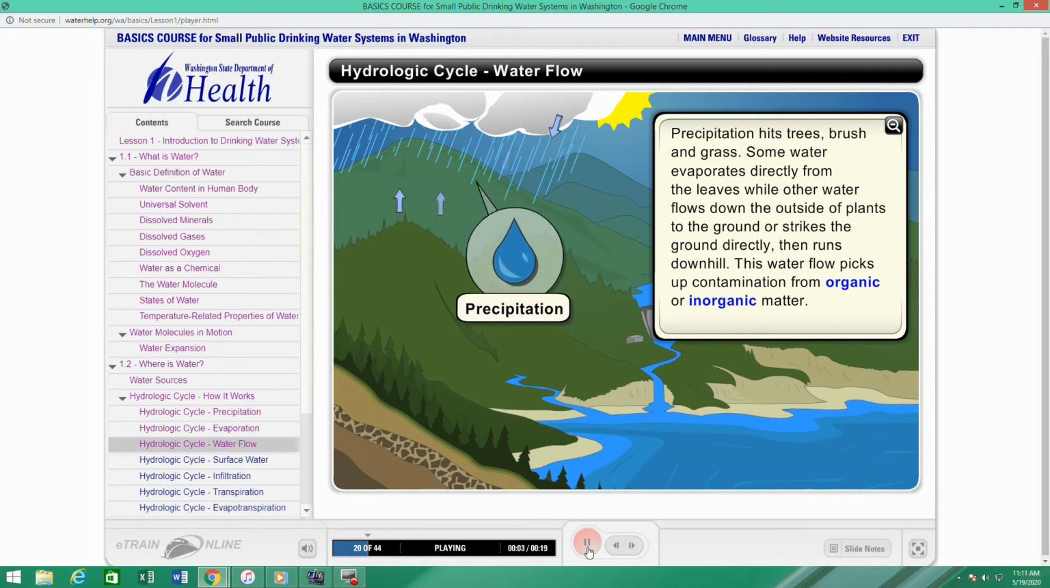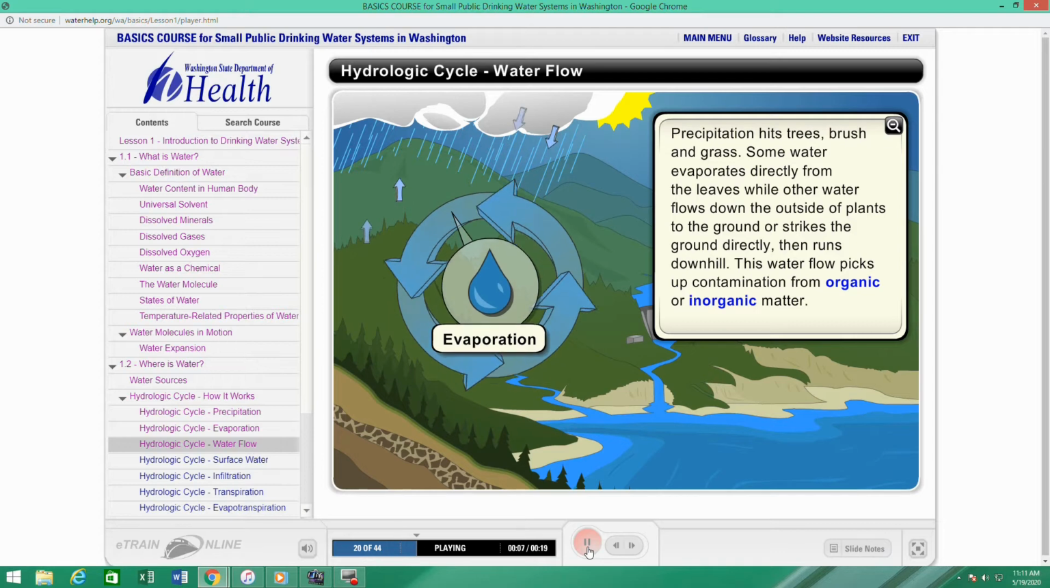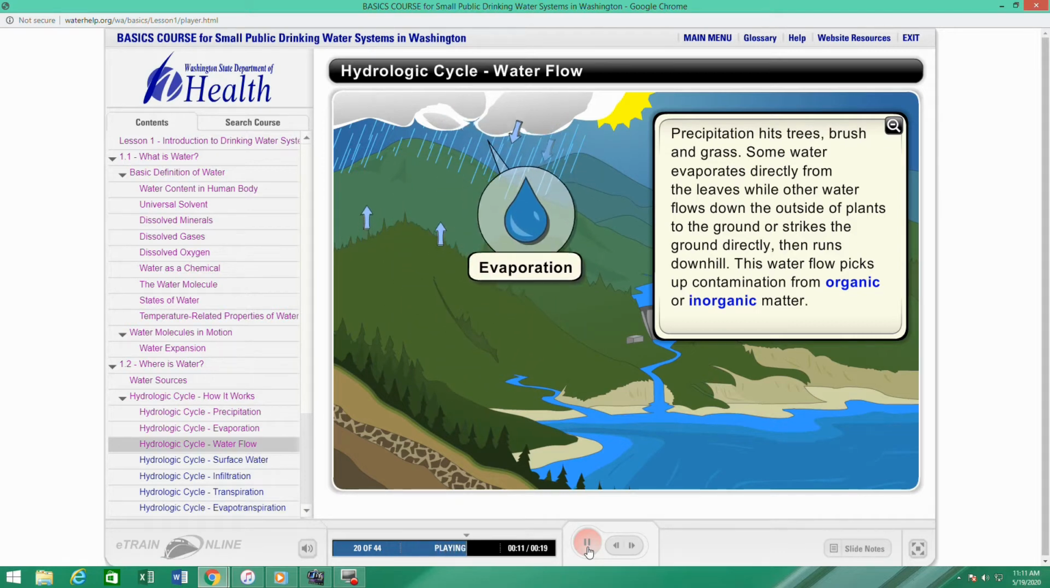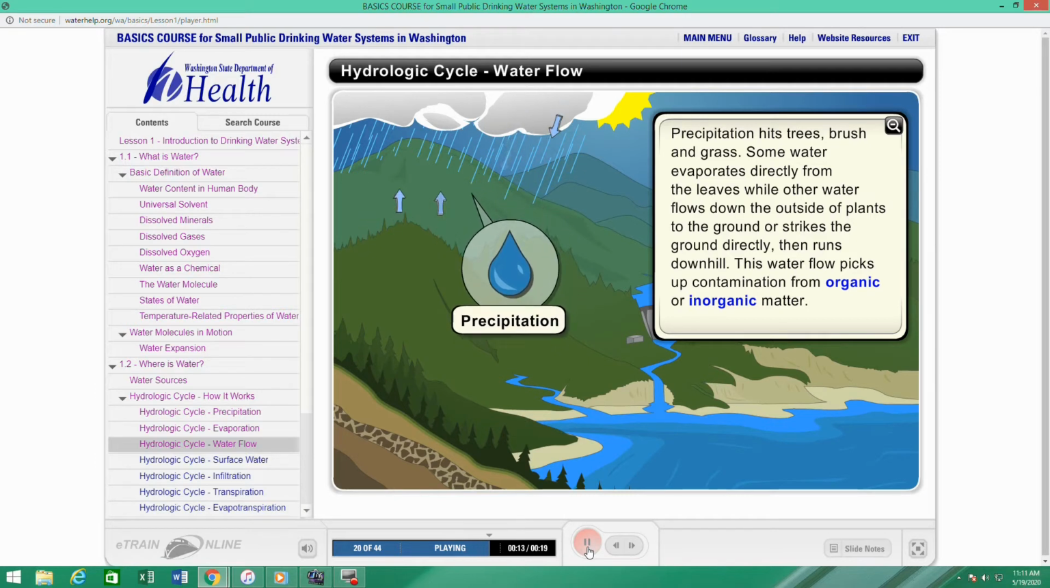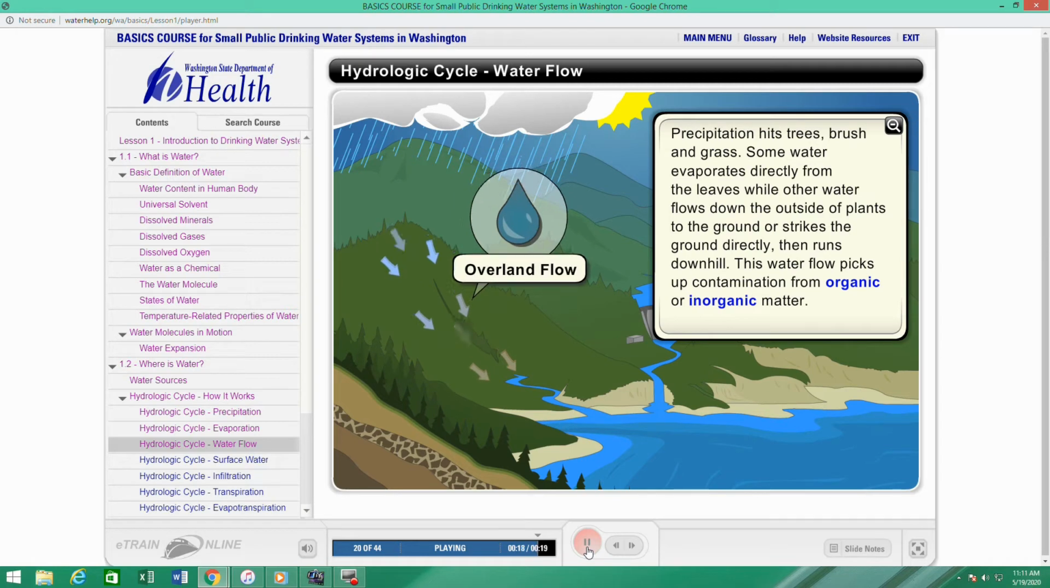Precipitation hits trees, brush, and grass. Some water evaporates directly from the leaves, while other water flows down the outside of plants to the ground, or strikes the ground directly, then runs downhill. This water flow picks up contamination from organic or inorganic matter.